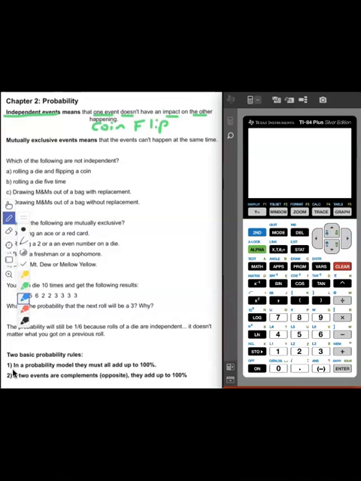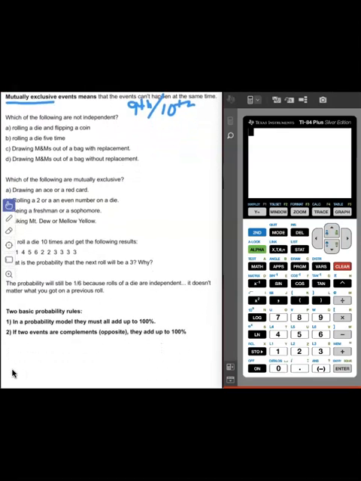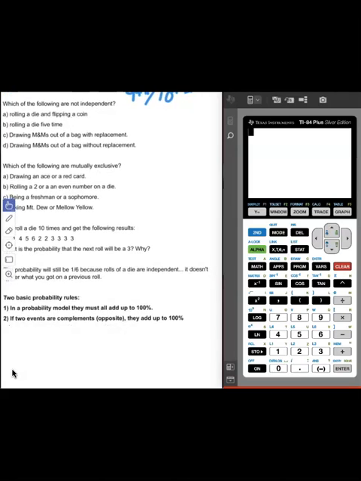The next vocab word was mutually exclusive. That meant that the events cannot happen at the same time. So an example of something that can't happen at the same time might be being a 9th grader and being a 10th grader. You can't be both a freshman and a sophomore. So those are just some important words to think about when it comes to probability. Let's look at some examples.